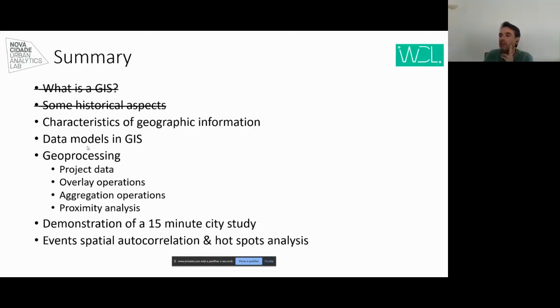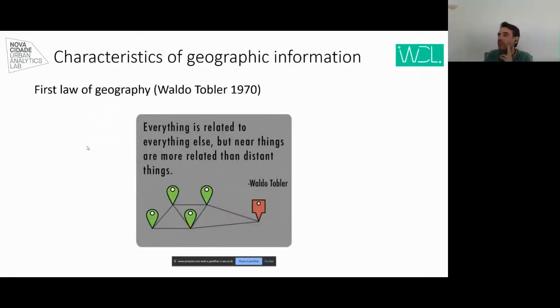Talking about the main characteristics of geographic information. The first law of geography from Waldo Tobler, 1970: everything is related to everything else, but near things are more related than distant things. There is also another dimension that should be included in this sentence, that is time.